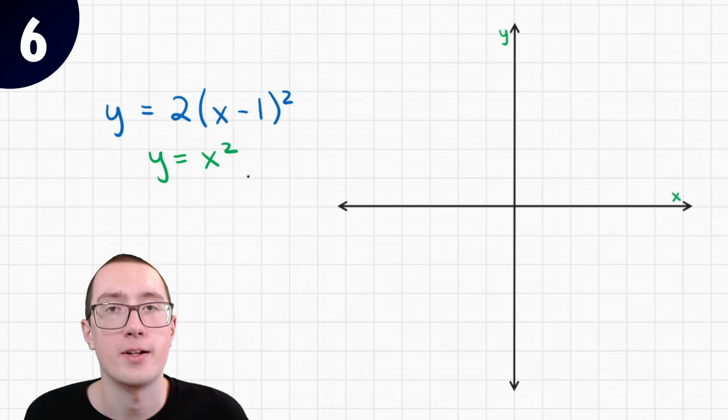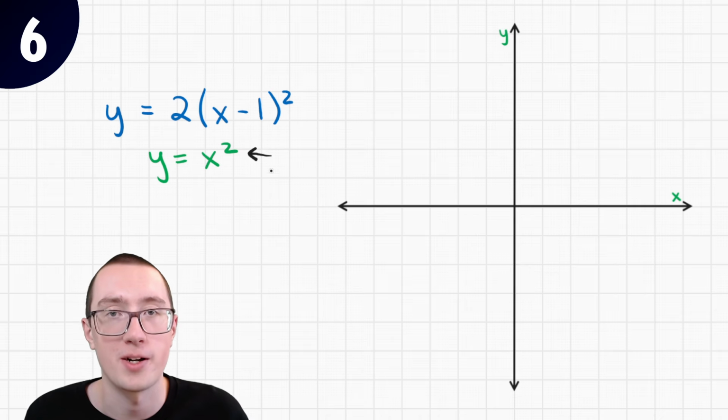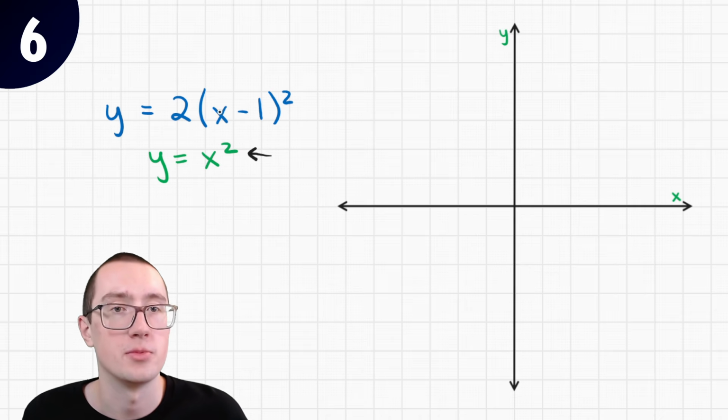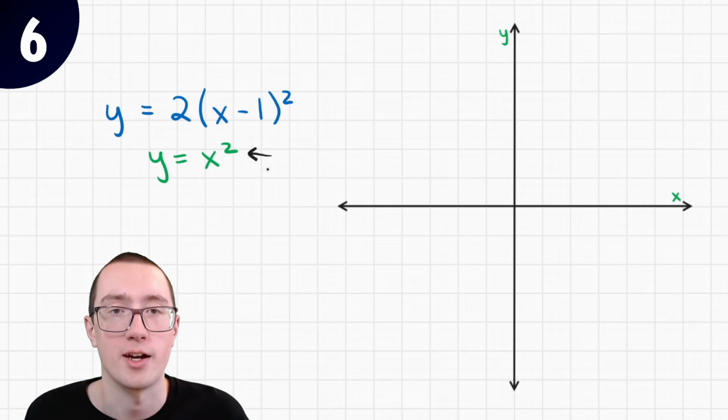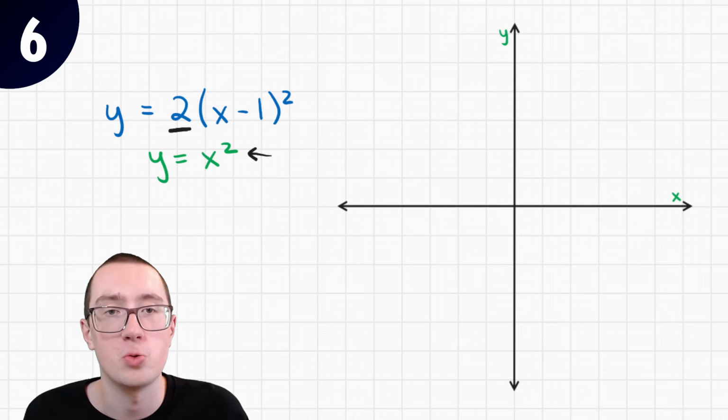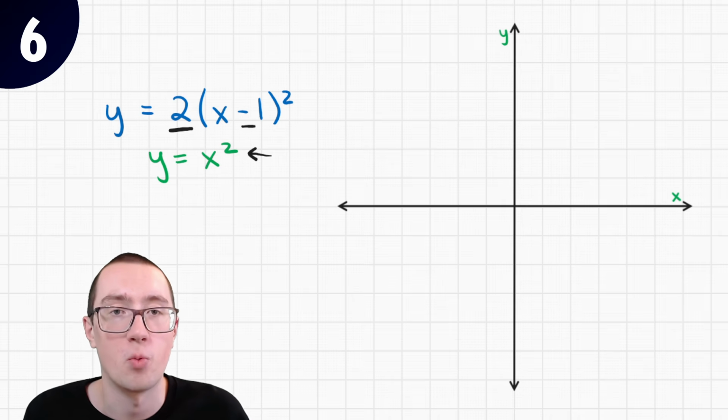So the whole idea behind transformations is we're going to graph y equals x squared, our parent graph. And the more problems you do, this is going to be the same every time. And then all we have to do is figure out what adding this 2 is doing to the graph, and then figure out what this minus 1 is doing, and then just make those changes to our parent graph. So let's start by graphing y equals x squared.